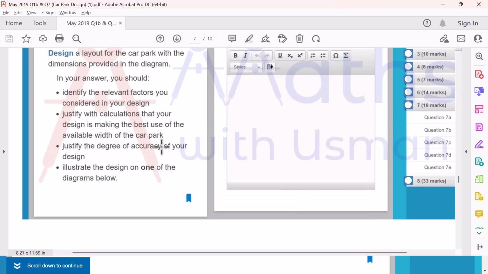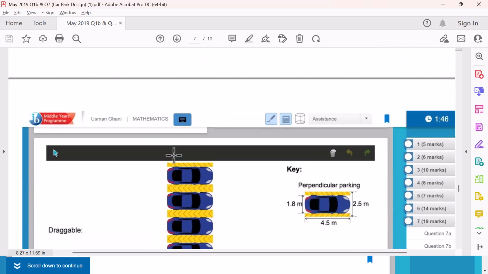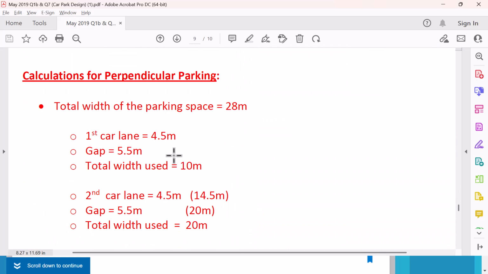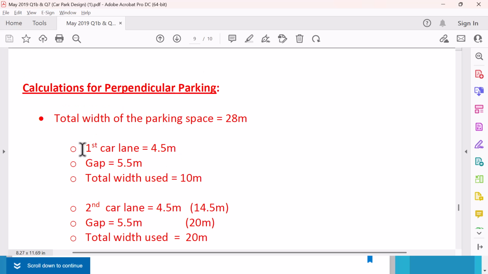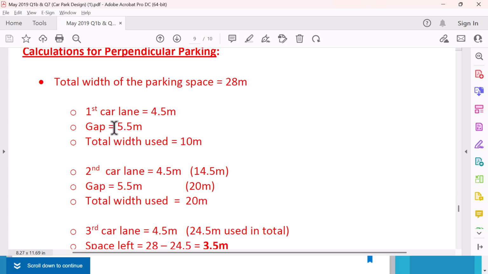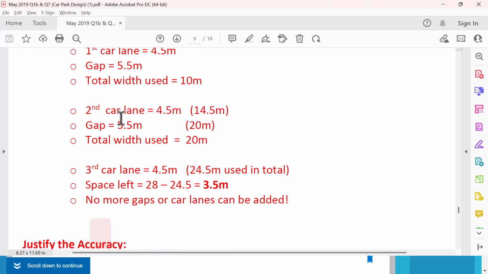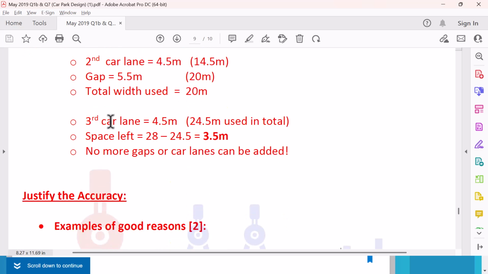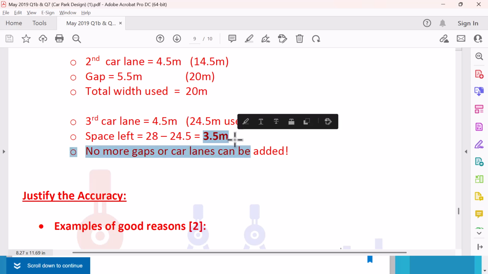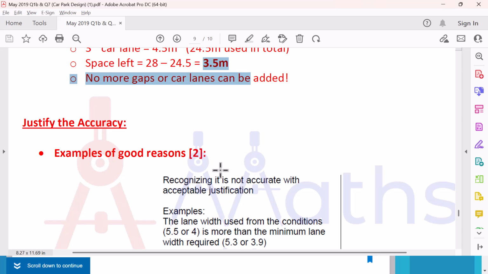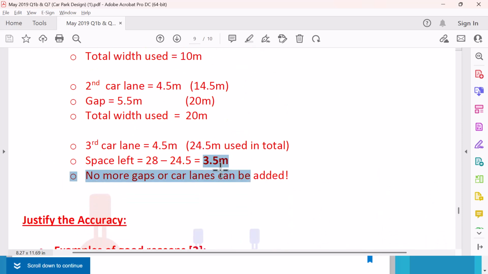All right. And if you want to use the angle parking, I can show that to you later. Justify the degree of accuracy. Let's see the angle parking also. So these are basically the calculations. Again, mention, copy paste, answer. The total width use 10. 4.5, 5.5, total width 20. Third car lane 24.5. You just have 3.5 left. No more gaps, no more lanes. You leave. Easy. Keep it simple.